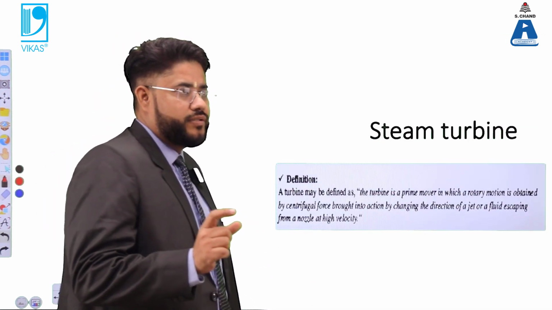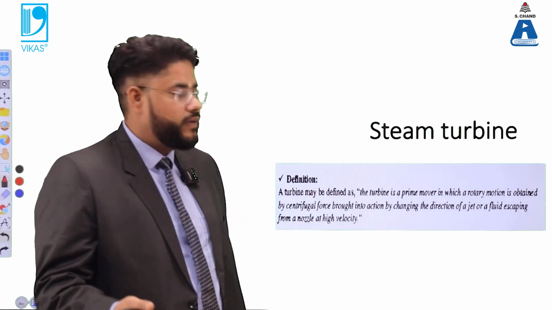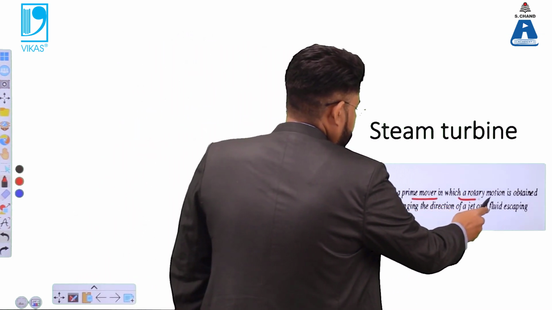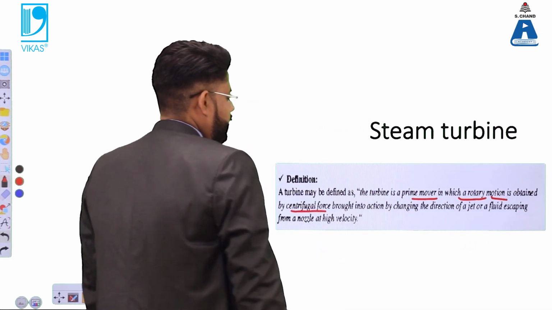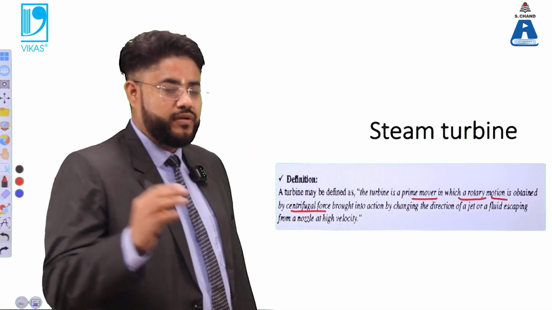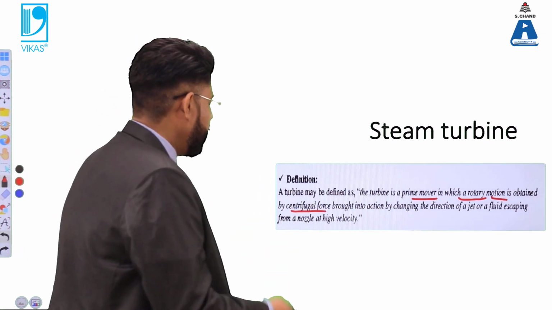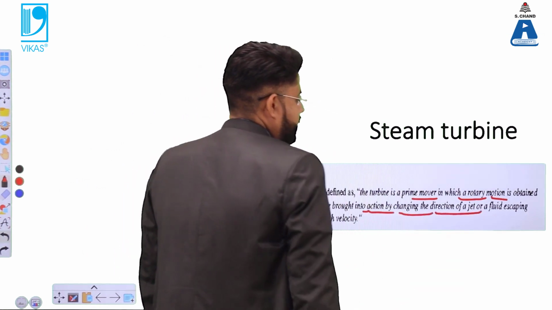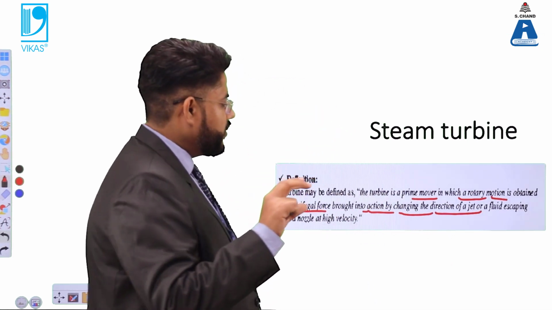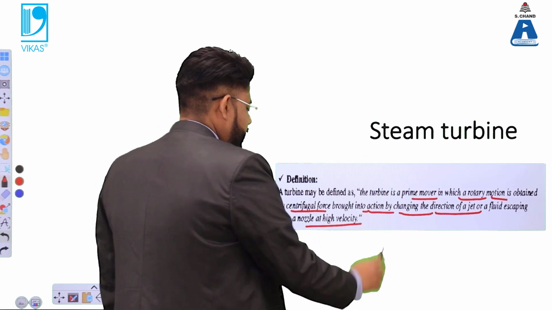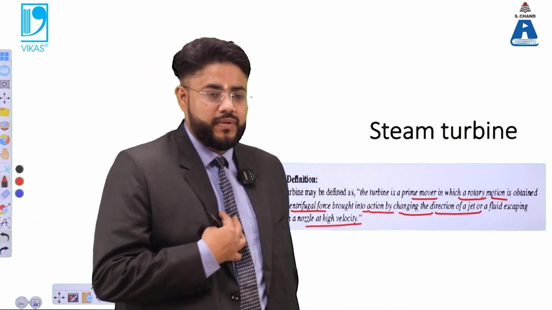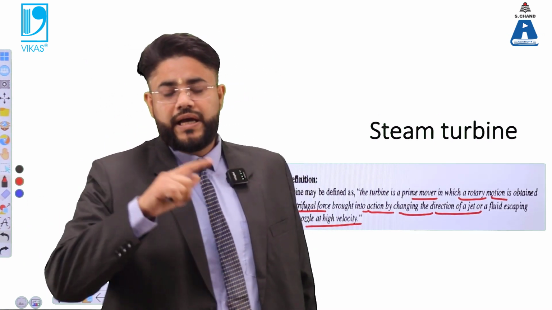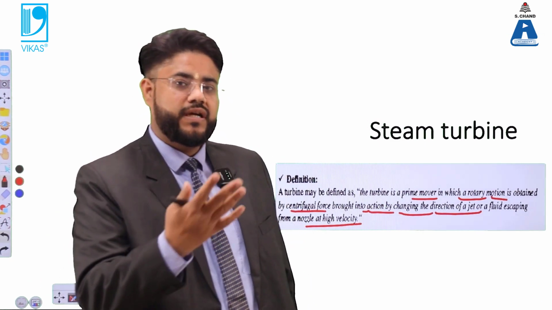Now we'll have a short discussion on what a turbine is, and then we'll move ahead. A turbine is basically the prime mover in which the rotary motion is obtained by the centrifugal force, brought into action by changing the direction of the jet. When we change the direction of the jet, the fluid escapes from the nozzle at high velocity. So whenever we insert the fluid inside the turbine, it escapes at a high velocity.